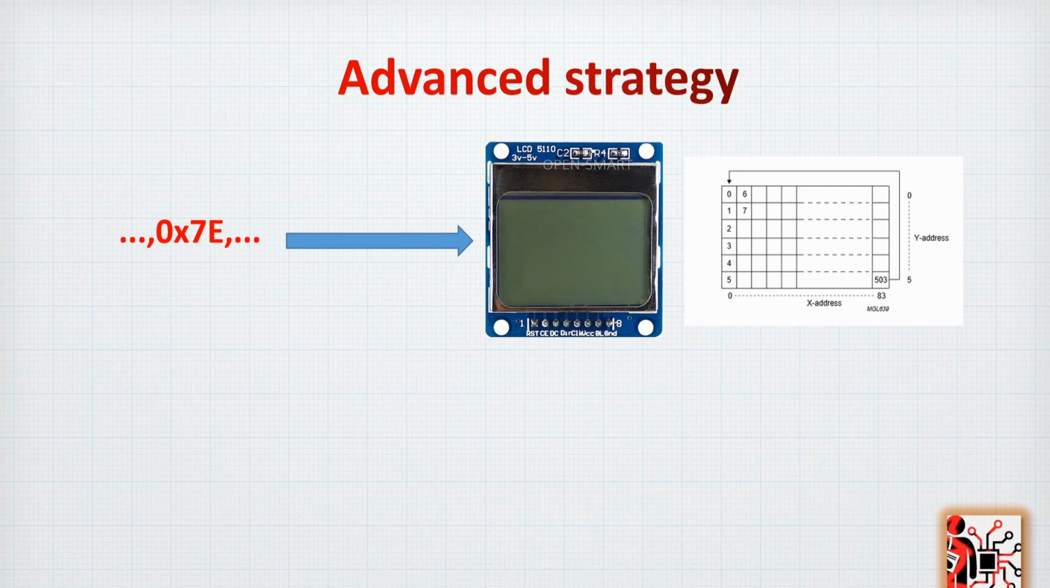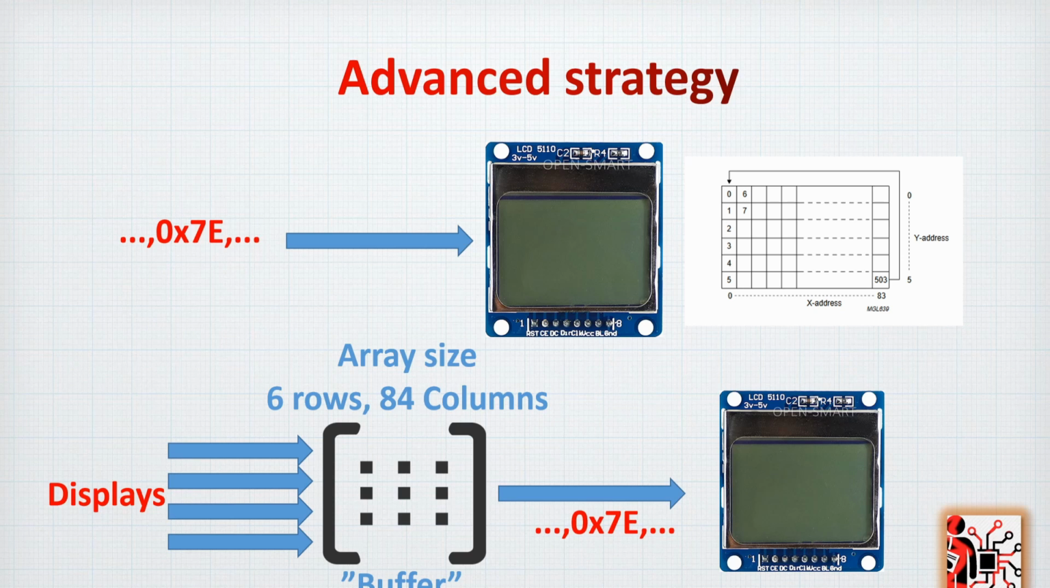Okay, so let's start with the advanced strategy. In the previous video we were just uploading the data. We had a bundle of data that was just uploaded to the Nokia n5110, and this is actually a two-dimensional array having 6 rows and 83 columns. On the other hand, if we have a matrix or a two-dimensional array ready and uploaded directly to the Nokia, that will be more useful.